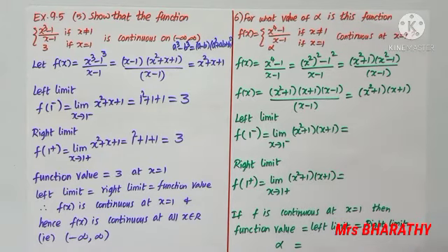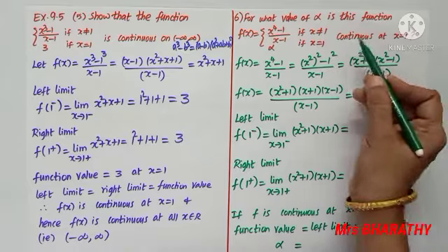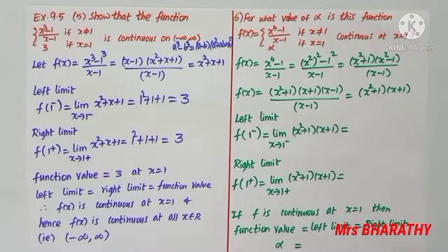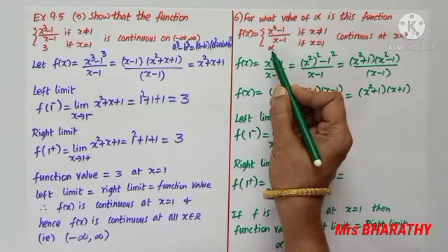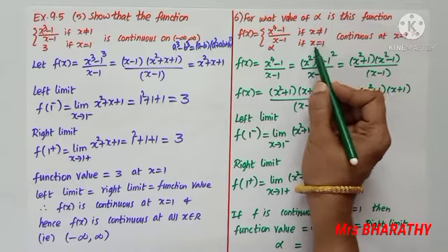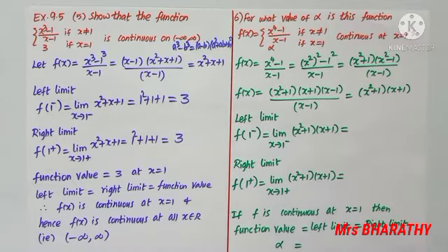So what do I understand? If f is continuous, the left limit, right limit and function value should be equal. Alpha is the function value at x is equal to 1. So to find alpha, it is enough if I find the left limit or right limit.